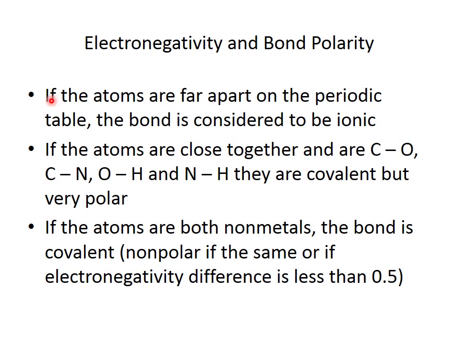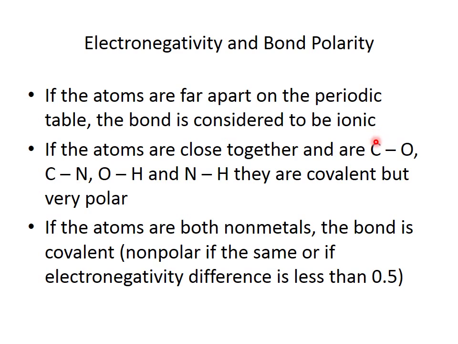If the atoms are very far apart on the periodic table, so the electronegativity differences are really large, that's when you have an ionic bond. If the atoms are close together, their electronegativity values do not differ much, and the bond is covalent. If I look at something like carbon-oxygen, carbon-nitrogen, oxygen-hydrogen, or nitrogen-hydrogen, I will find that the electronegativity values are significantly different.